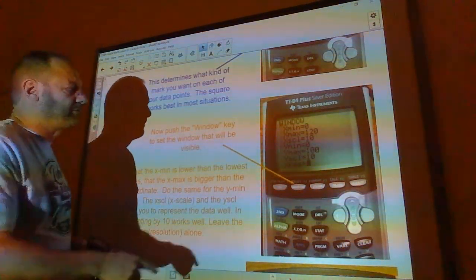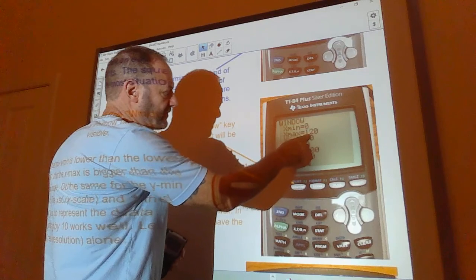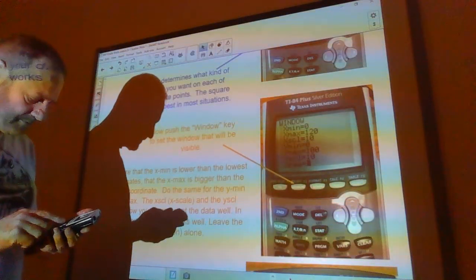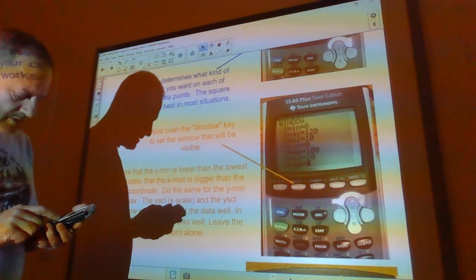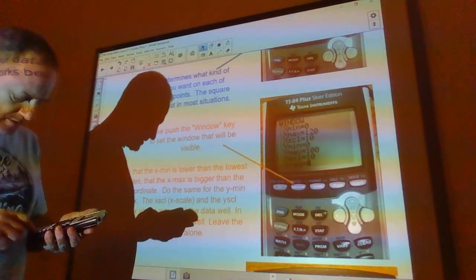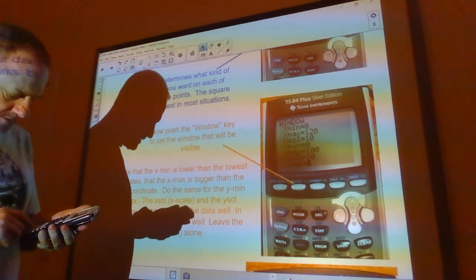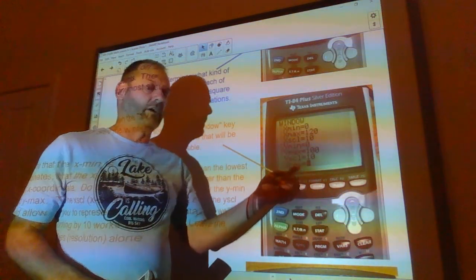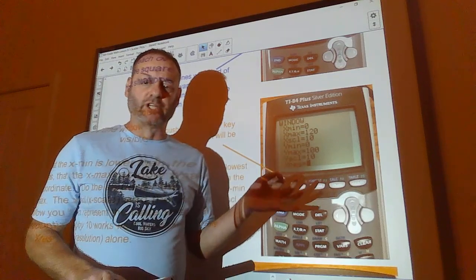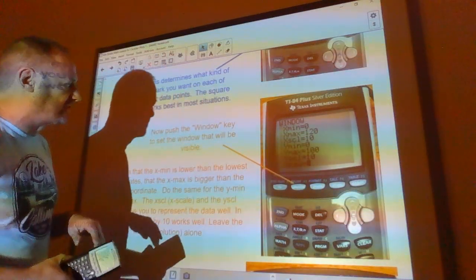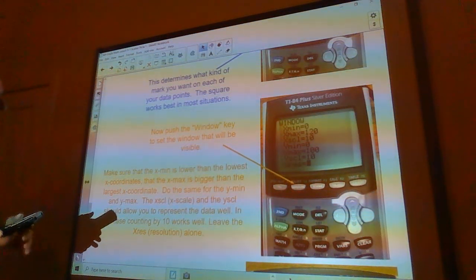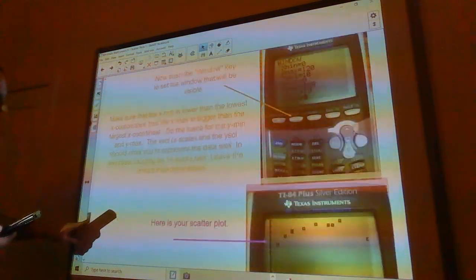Okay, so what I did on this one, I actually went from 0 to 120 by tens, and I went from 0 to 100 by tens. Let's just do that instead. Okay. Now, this X resolution key down here, it should say 1. Don't change that. Just leave it alone. That's only going to get you into trouble. Okay. So that's my window. That tells me what I get to see.